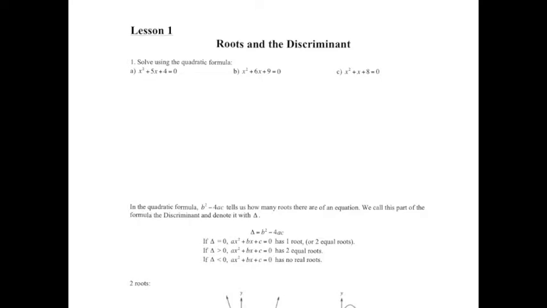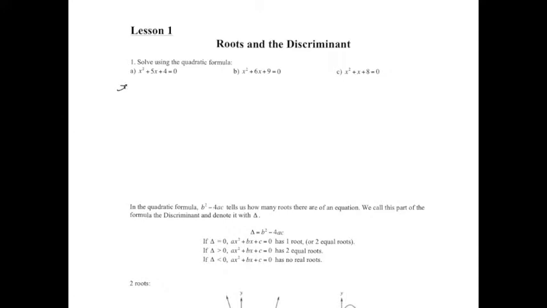Hi girls, this lesson is going over roots and the discriminant in quadratic functions. Okay, so to introduce the idea of the discriminant, first I want you to use the quadratic formula for these equations just here. So you should do it, but I'll also do it.